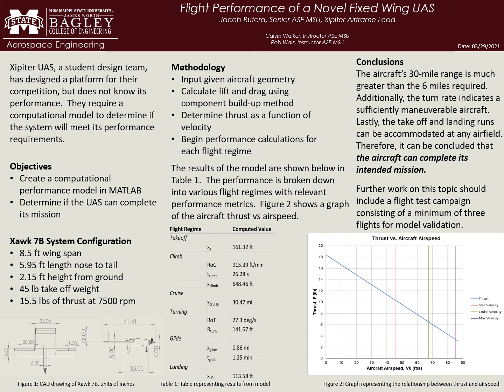The glide performance was computed in the event of an engine-out scenario. The maximum glide range is 0.86 miles, and the time to glide is 1.25 minutes. Both of these values are computed assuming the aircraft begins its glide at its 500-foot cruise altitude. It is worth noting that both of these parameters are mutually exclusive. The aircraft, when it begins its glide, can either glide for maximum range or maximum endurance, but not both.